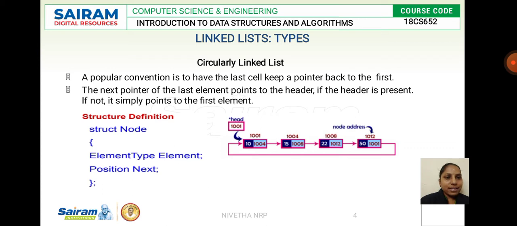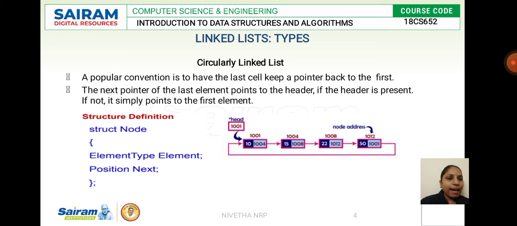Whereas in the circularly linked list we reconnect the last node with the first node. So there is no null and head here. When I connect my null to head, it forms a circularly linked list. Is it clear what a circularly linked list is? Here the last node is connected back to the first node. This is what a circularly linked list is.